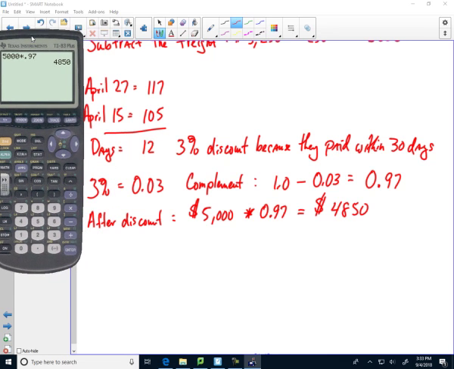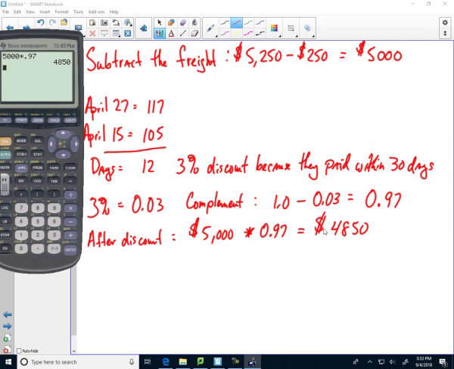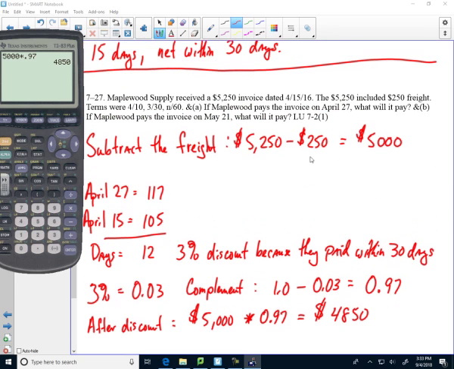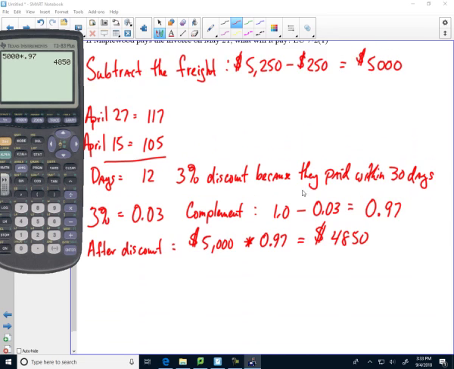Now, are we done? No. Why aren't we done? You gotta find out the discount. You gotta find out how much you save. Well, we could. But there's one other thing we also got to do. We got to add the freight back in. Yeah, we took it off up here. Now we got to put it back on.